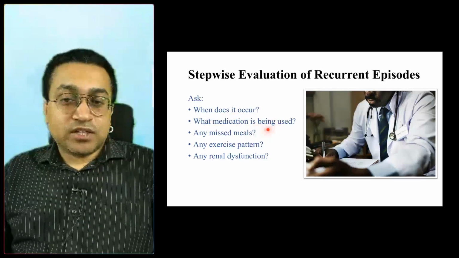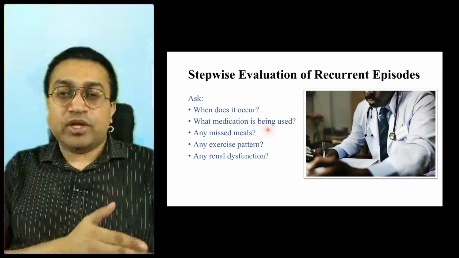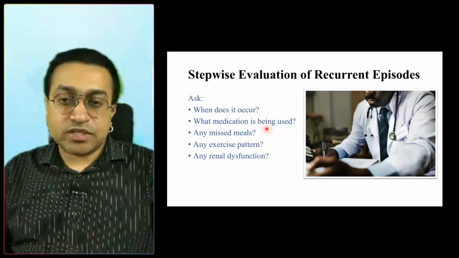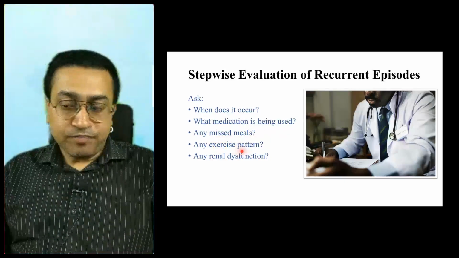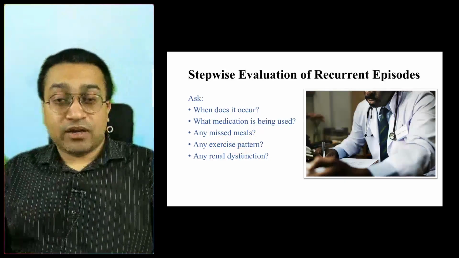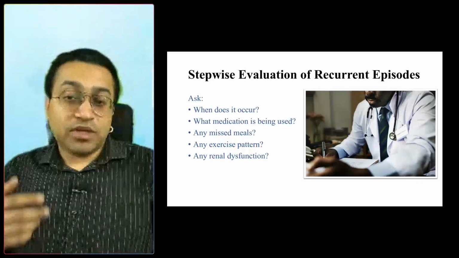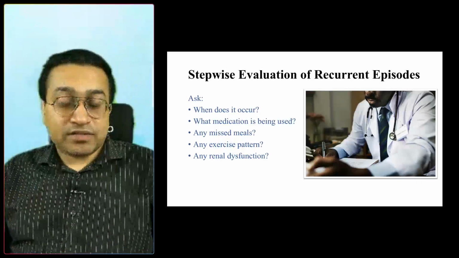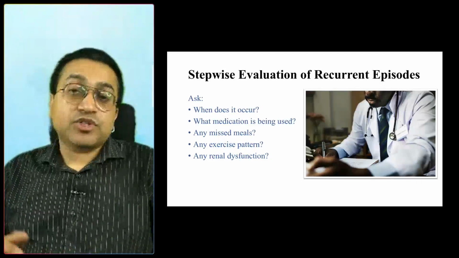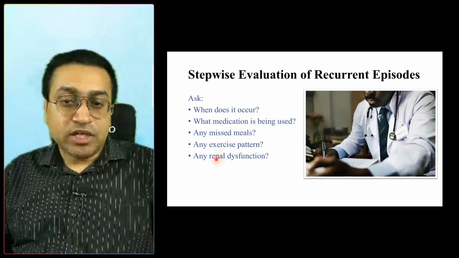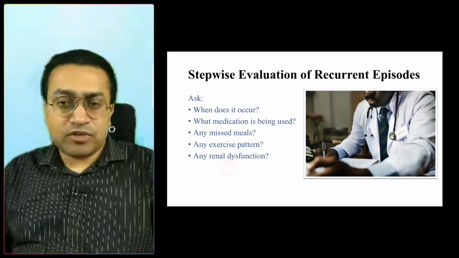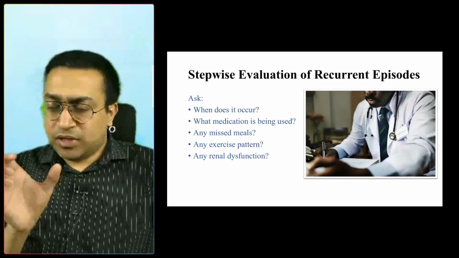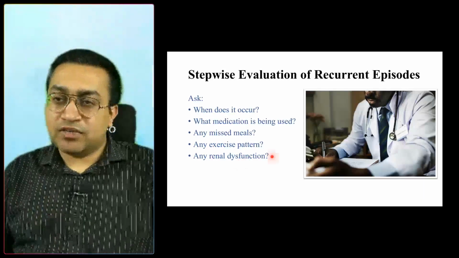Then what medication is being used? As I told you already, sulfonylureas, insulin, all those we have discussed. Any missed meals, already talked about. Any exercise pattern, maybe the patient is having strenuous activities, or maybe he is practicing high exercise activities which you are not aware of, so you have to ask everything. Then any renal dysfunction, that you can simply catch hold of with the help of latest blood test reports, maybe within the last 6 months. That is the ideal case scenario.